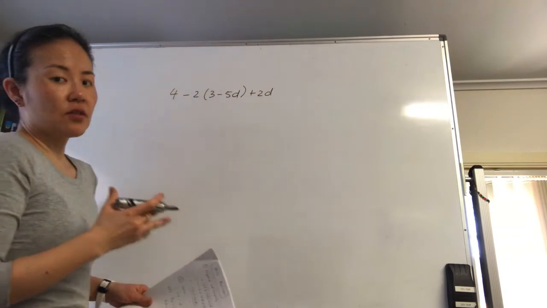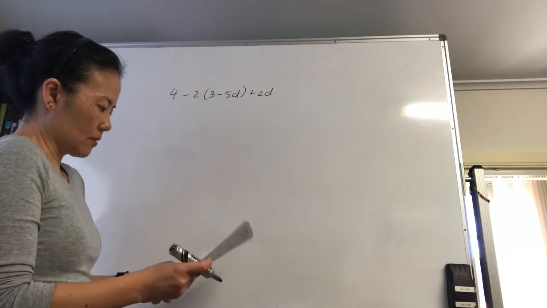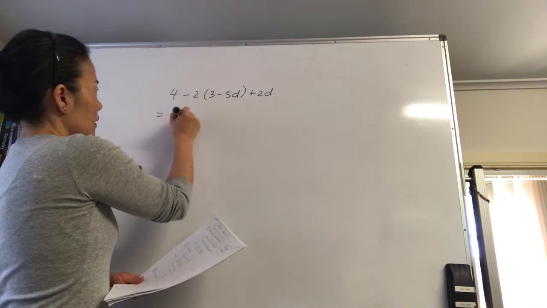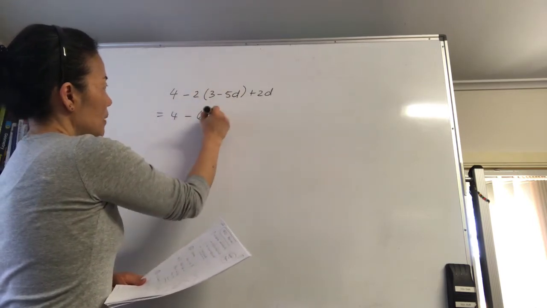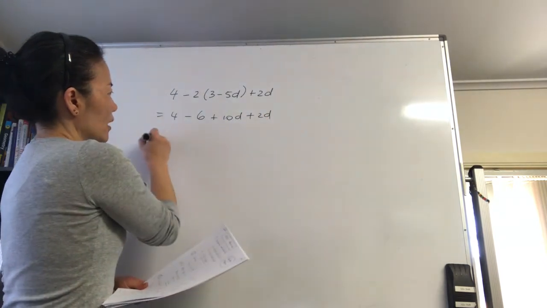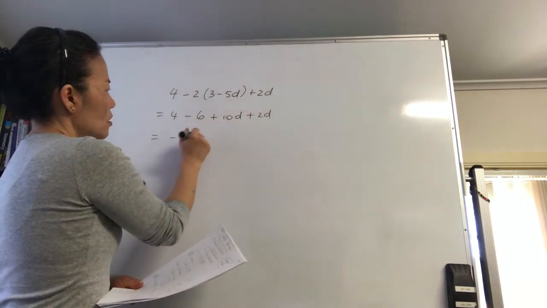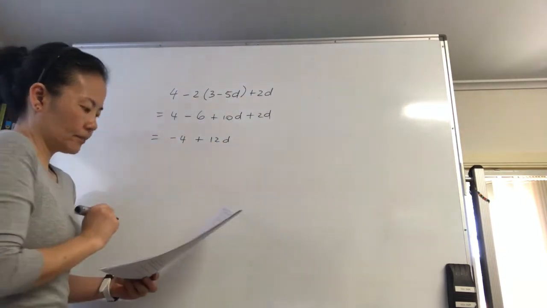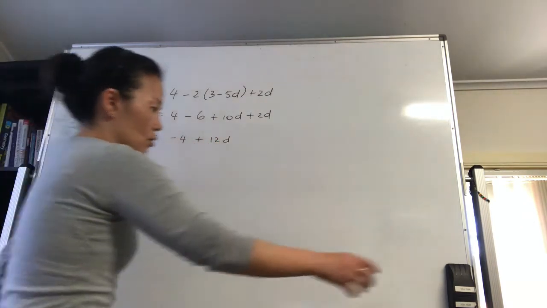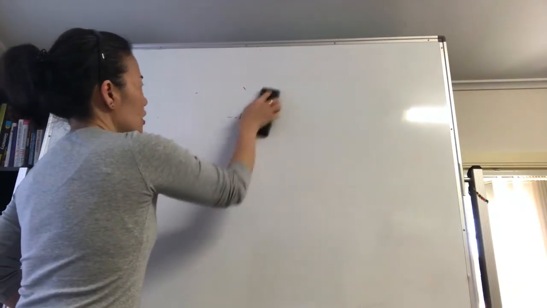Okay, so what I'm going to do is read out the questions and only write the important part if it's a worded question. For this one I just have to expand this bracket. So it'll be 6 plus 10d, be careful with the minus minus, plus 2d. Then collect the like terms. I'm going to do this one first: minus 4 plus 12d. And that's it. You don't have to write 12d minus 4. If you want to, you're welcome to do it, but I don't see any urgency to do that.